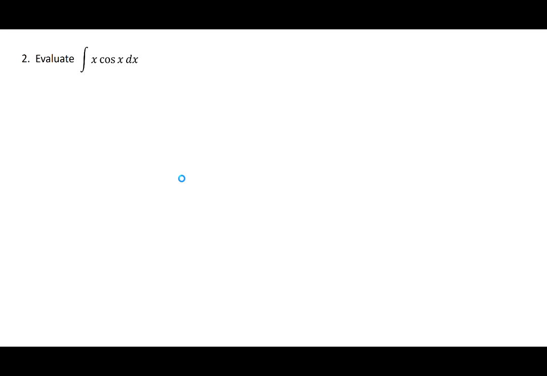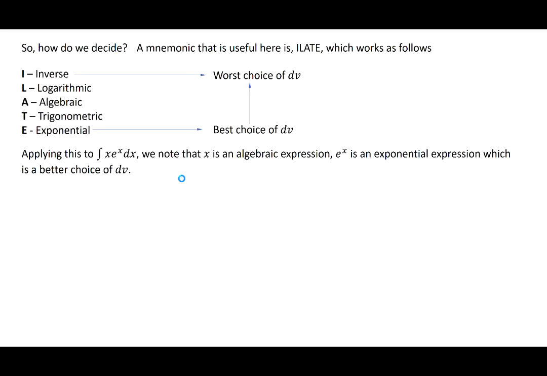Now the question becomes, what do we choose for u and what do we choose for dv? Go back to this guy. We have x and cosine x. X is what kind of an expression? Inverse, logarithmic, algebraic, trigonometric, exponential. What kind of an expression is x? Algebraic. What is cosine x?